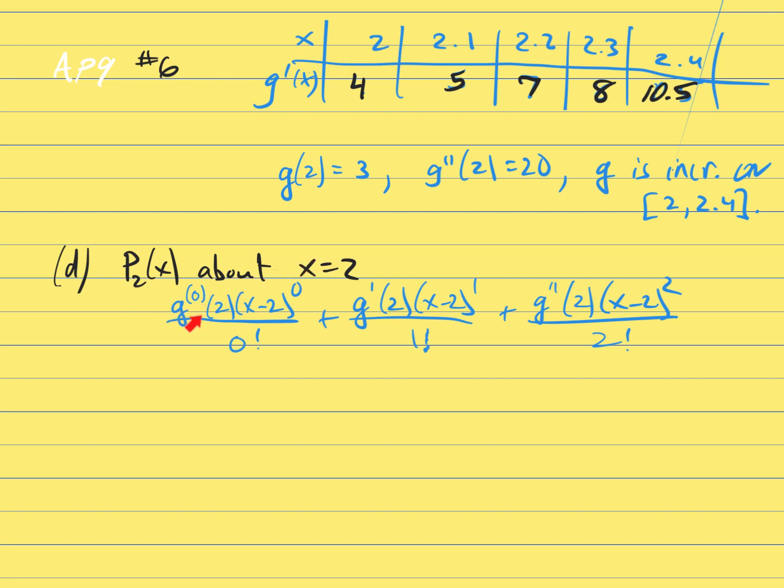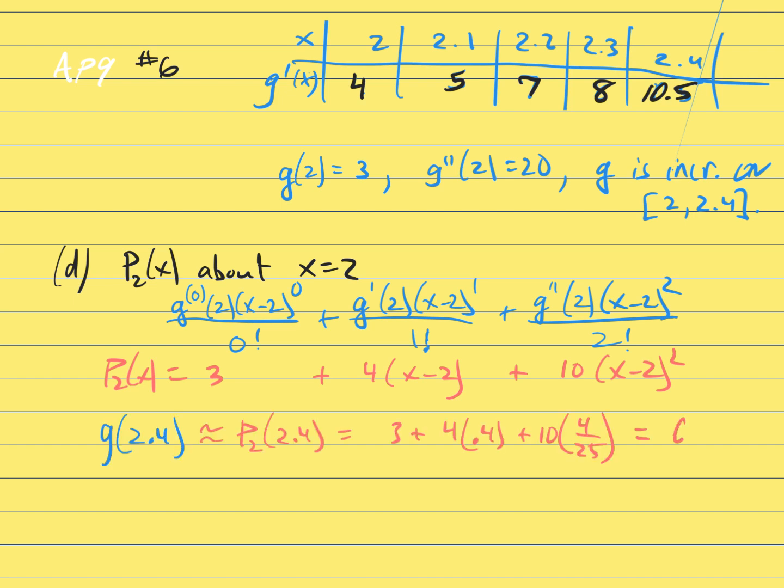Alright, g of 2 just means g of 2, which is 3. G prime of 2 is 4. And g double prime of 2 was given as 20. Therefore, our second degree Taylor polynomial centered at 2 is right there. And use this to approximate g of 2.4. 6.2. The actual value of g when we input 2.4 is approximately the output from the second degree Taylor polynomial, which is about 6.2.